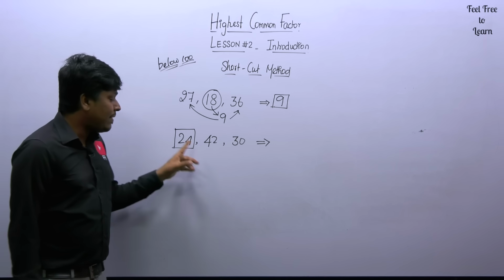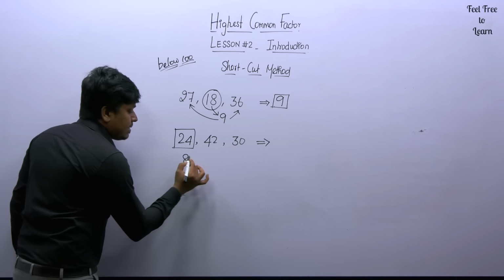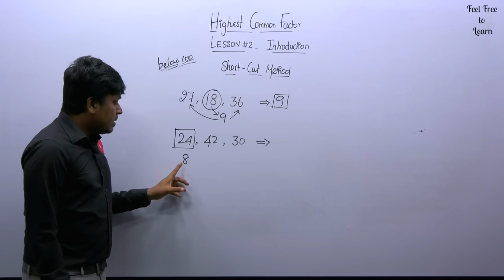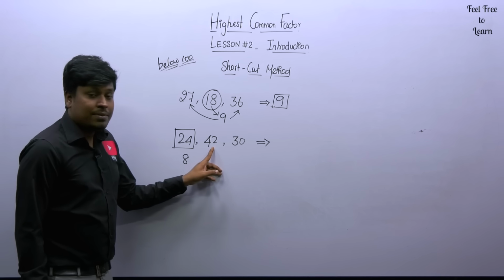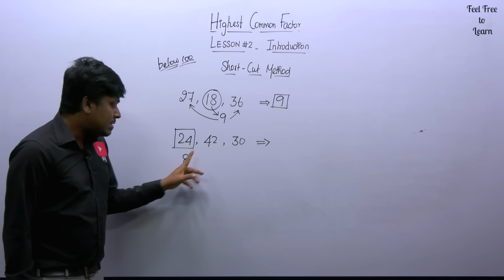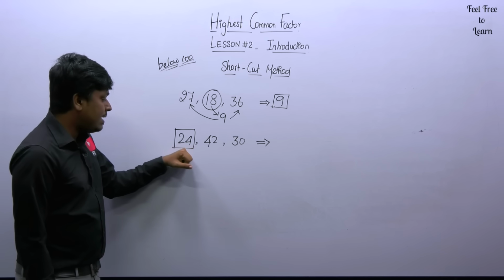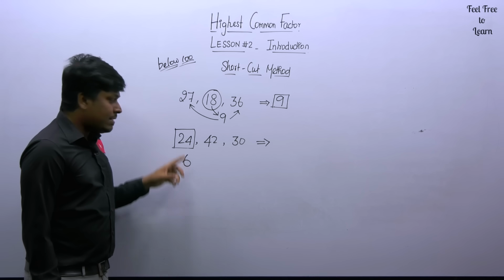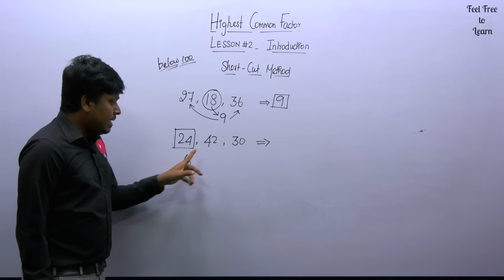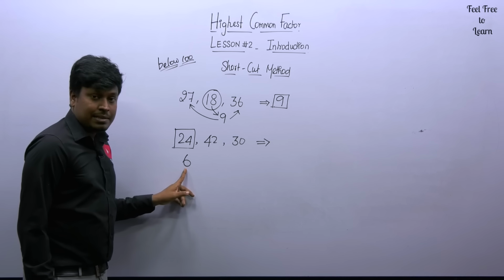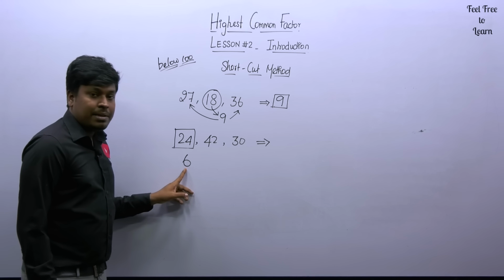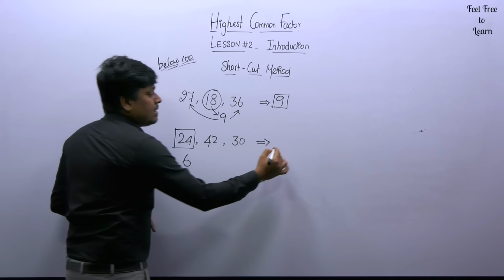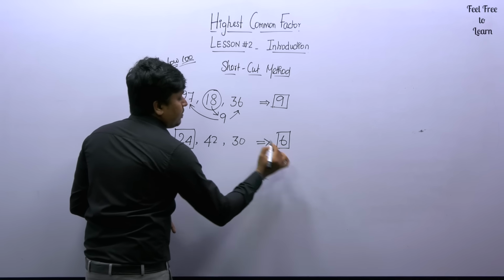What is the next factor of 24? It is 8. 8 3s are 24. So here 8 5s are 40. No, again 42 is not divisible by 8. So 8 is not the HCF. So next will be 6. Right? 6 is a factor of 24. So here 42 is divided by 6. 30 is divided by 6. Yes. So finally we can say that 6 will be the HCF of the numbers.